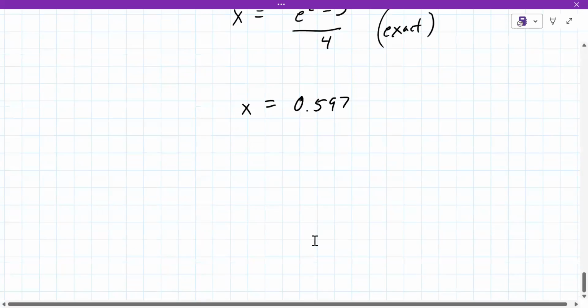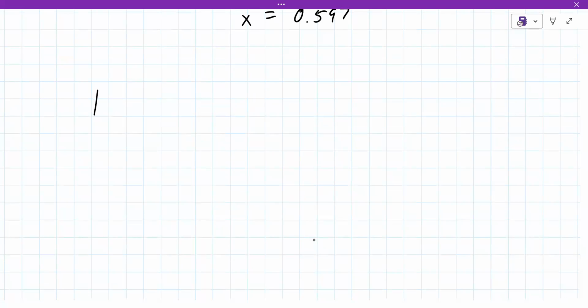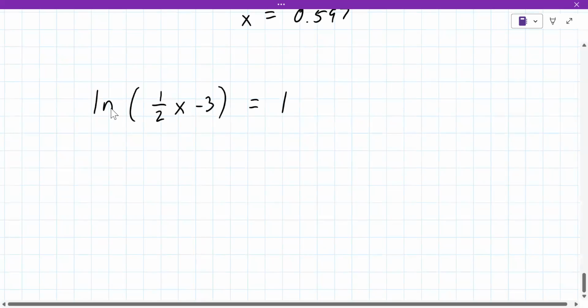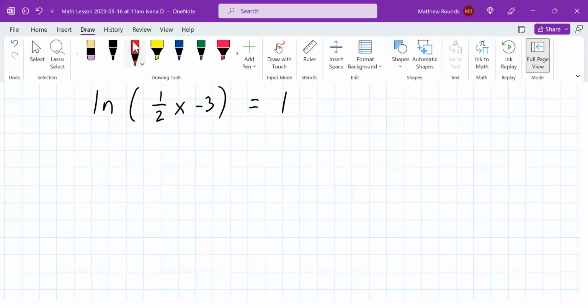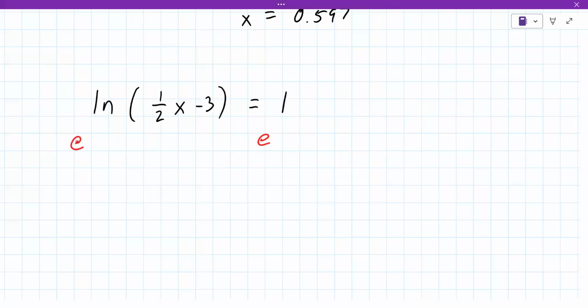Okay, next problem, very similar. Let's go natural log of 1/2 x minus 3 equals 1. So just like the previous problem, you undo ln with e. So that would be e to the power of 1, right? Right. So for now, you just write 1/2 x minus 3 equals e to the 1.